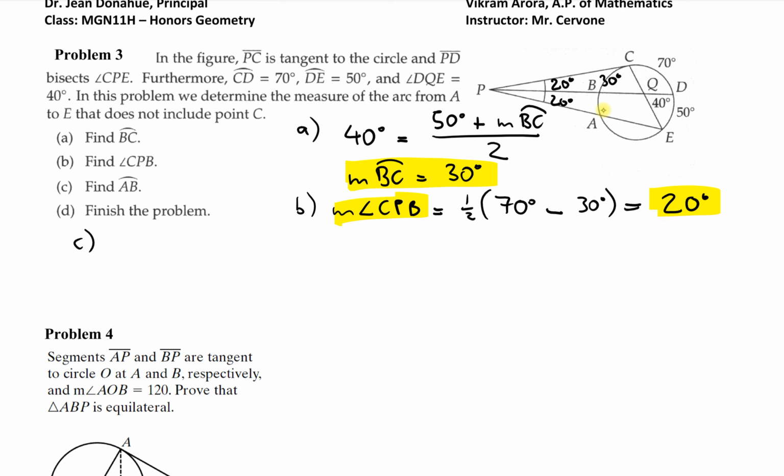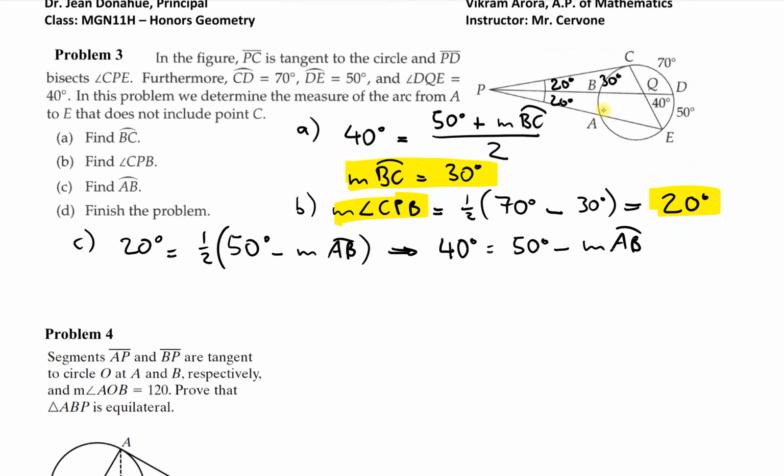And how would you do this problem? Again, it's the same idea as we did before. So here we know that 20 degrees is equal to 1/2 of the intercepted arcs. So it's going to be 50 degrees, right? Arc DE and measure of arc AB. That is the intercepted arc. Okay, so that means that if we multiply both sides by 2, we end up with 40 degrees is equal to 50 degrees minus measure of arc AB. Okay, so that gives us a measure of arc AB to be equal to 10 degrees.